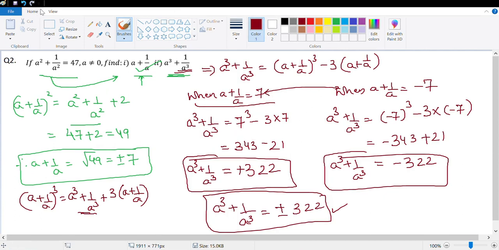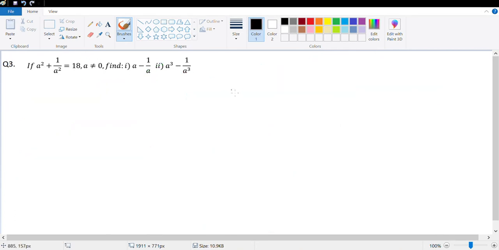Let's look at the next one. The next one we're doing is question number 3. Question number 3, similar question. It says if a square plus 1 upon a square is equal to 18, find a minus 1 upon a and a cube minus 1 upon a cube.